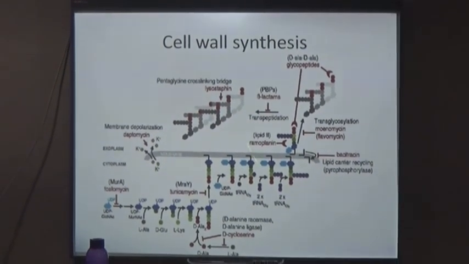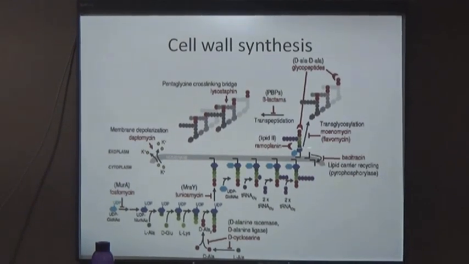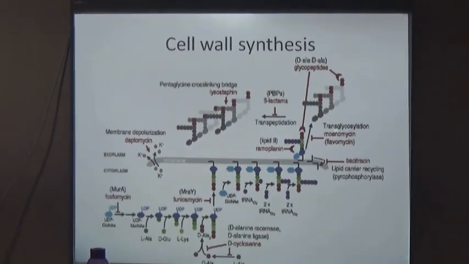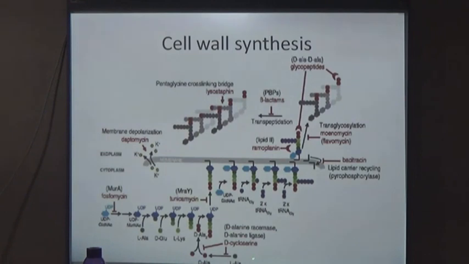So the first step, this is the cytoplasm. This is the cell membrane. Outside is the cell wall, outer membrane. So inside the cytoplasm, the L-alanine is converted into D-alanine. And D-alanine combines with another D-alanine to form D-alanine-D-alanine.